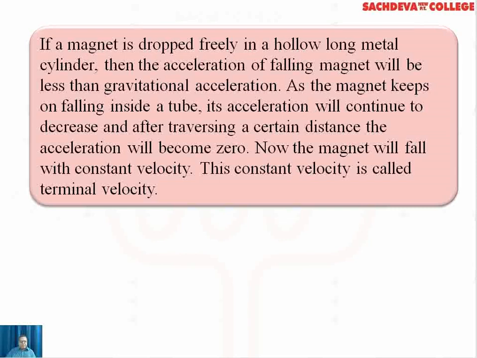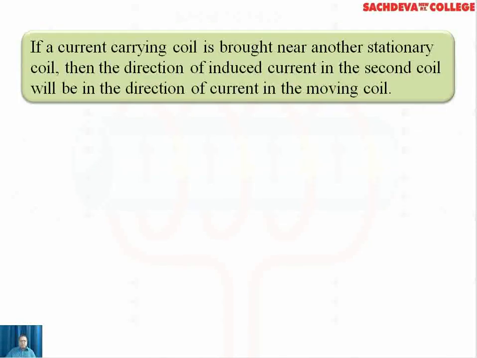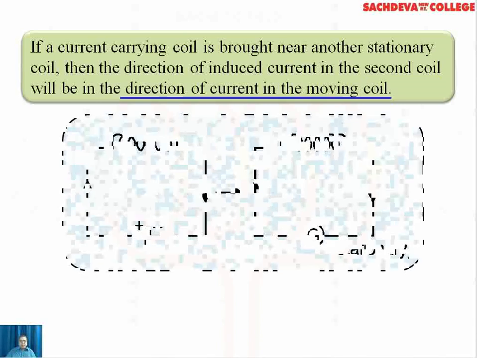and this constant velocity is called the terminal velocity. If a current carrying coil is brought near another stationary coil, then the direction of induced current in the second coil will be in the direction of current in the moving coil.